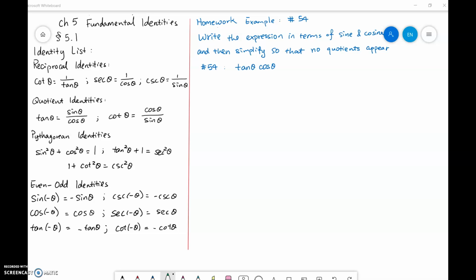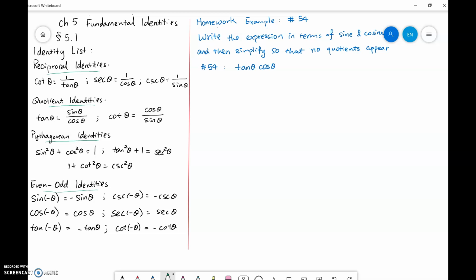This is a really short video just showing more examples from section 5.1. At the beginning, I already list out all the identities we have in section 5.1 on the left. So we have reciprocal identities, the quotient identities, the Pythagorean identities, and then the new even and odd function identities. Okay, so the one we're going to do right now is number 54.